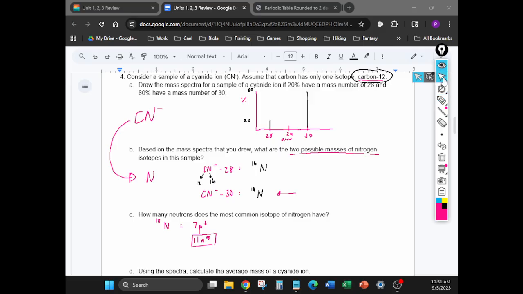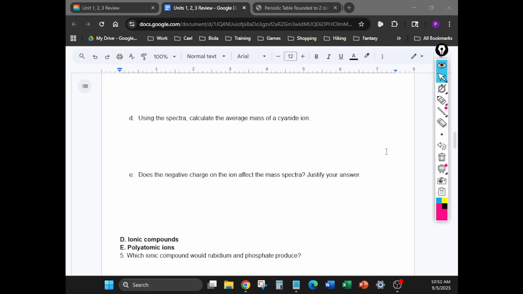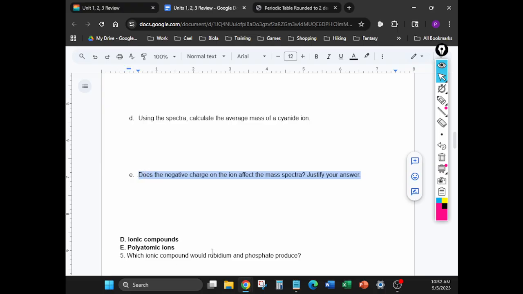Okay, that's pretty much another variation of how to do mass spectra with isotopes, but also looking at it in terms of a molecule. Okay, so let's move on. Oh, sorry, forgot about that. Last part of this question. This kind of touches on what we talked about before.